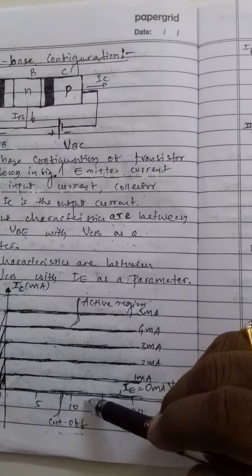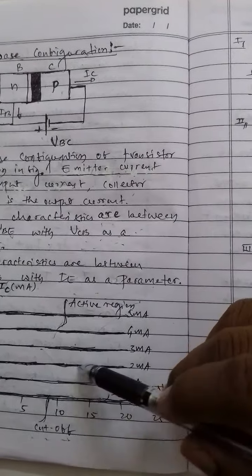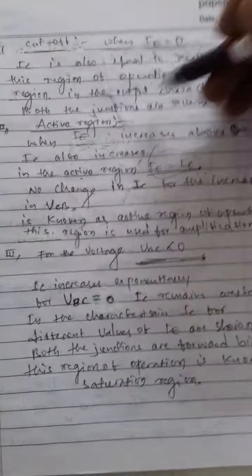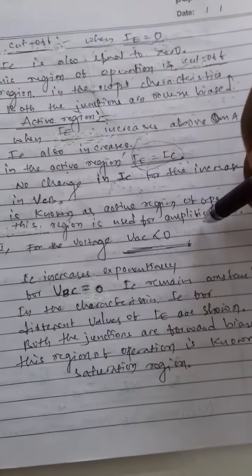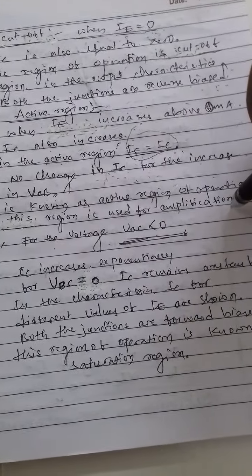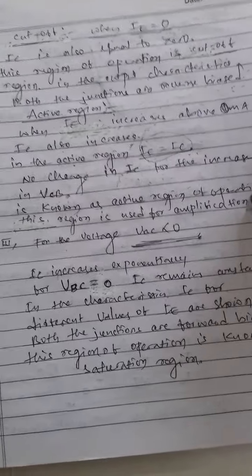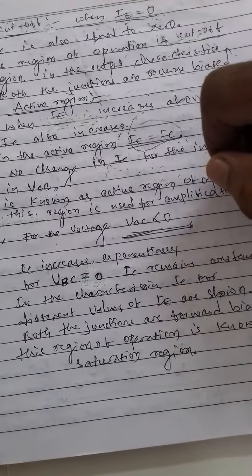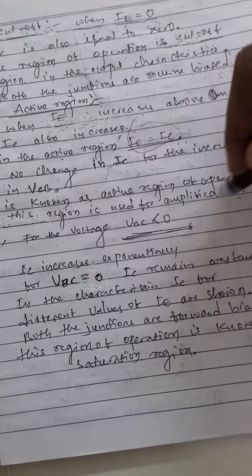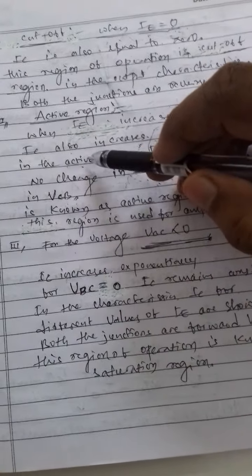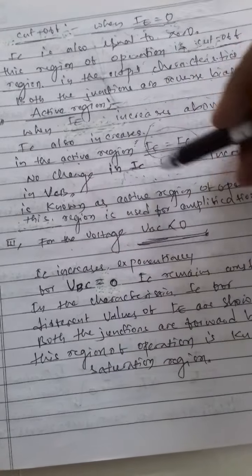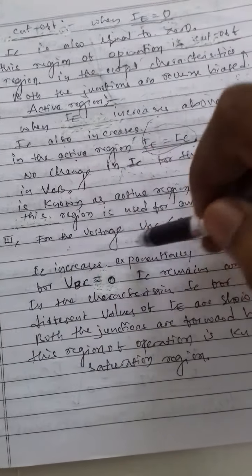Even if we increase VCB from 5, 10, 15, 20, the output current remains constant. This is known as the active region of operation. This region is used for the application of the transistor in amplifiers, that is, for amplification. Here, the emitter base junction is forward biased and the collector base junction is reverse biased.